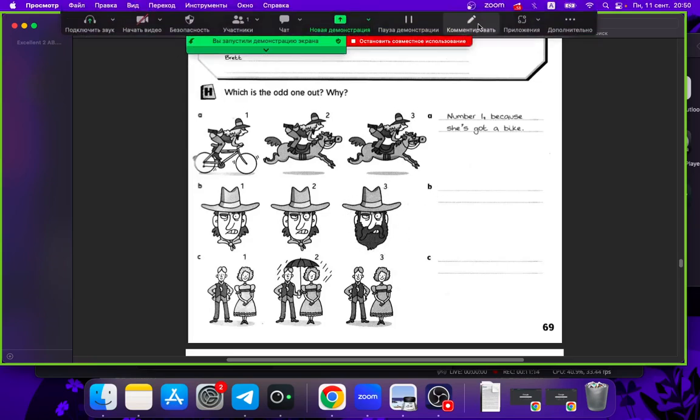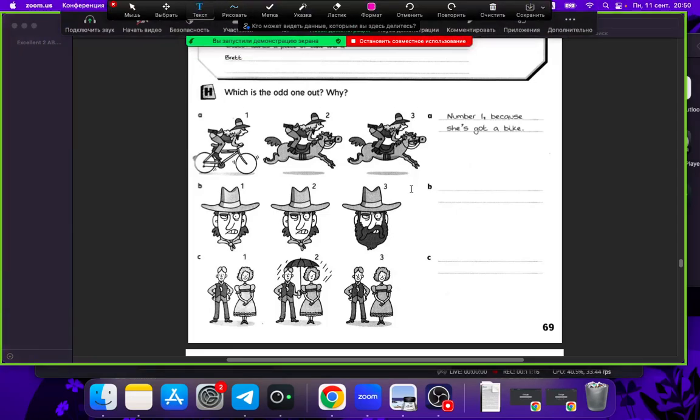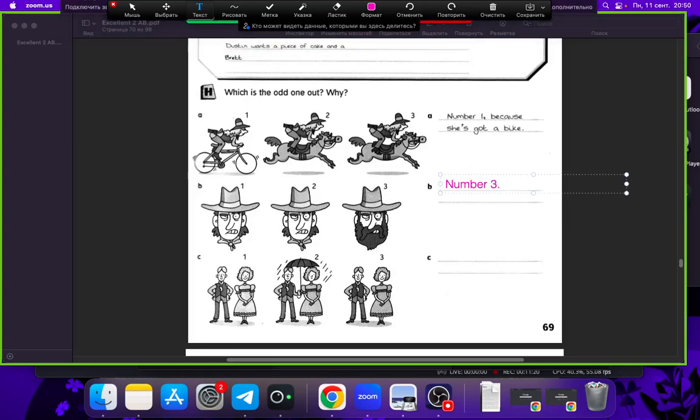Let's write it down. Which one is the odd one? Number three, of course, yeah? Number three. Why? Because he has got beard and mustache. Be careful. Write it down in your activity book, just like this.